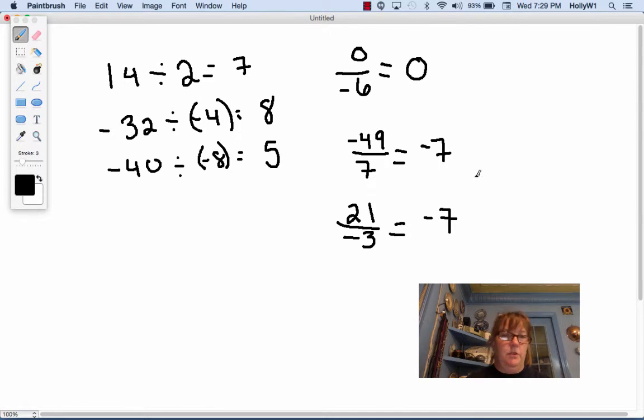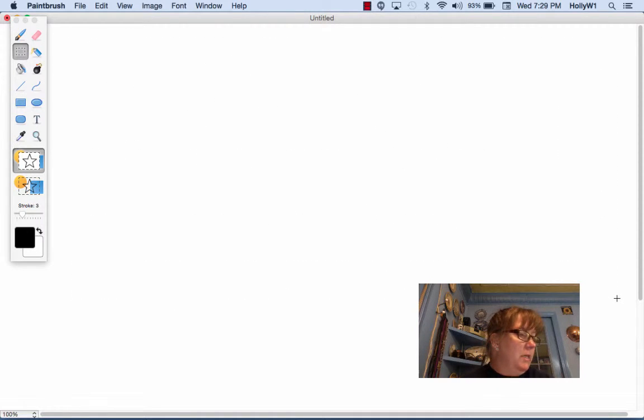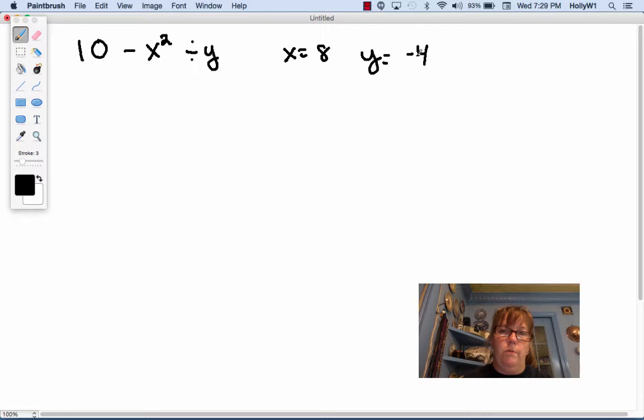All right, so those are some examples that you could try. Let's continue. We're going to try some substitution. This was some examples in the book, and this sort of ties multiplication, division, and addition and subtraction all back together again. So let's try this. We have 10 subtract x squared, and then divide by y. We're going to set x equal to 8 and y equal to negative 4.